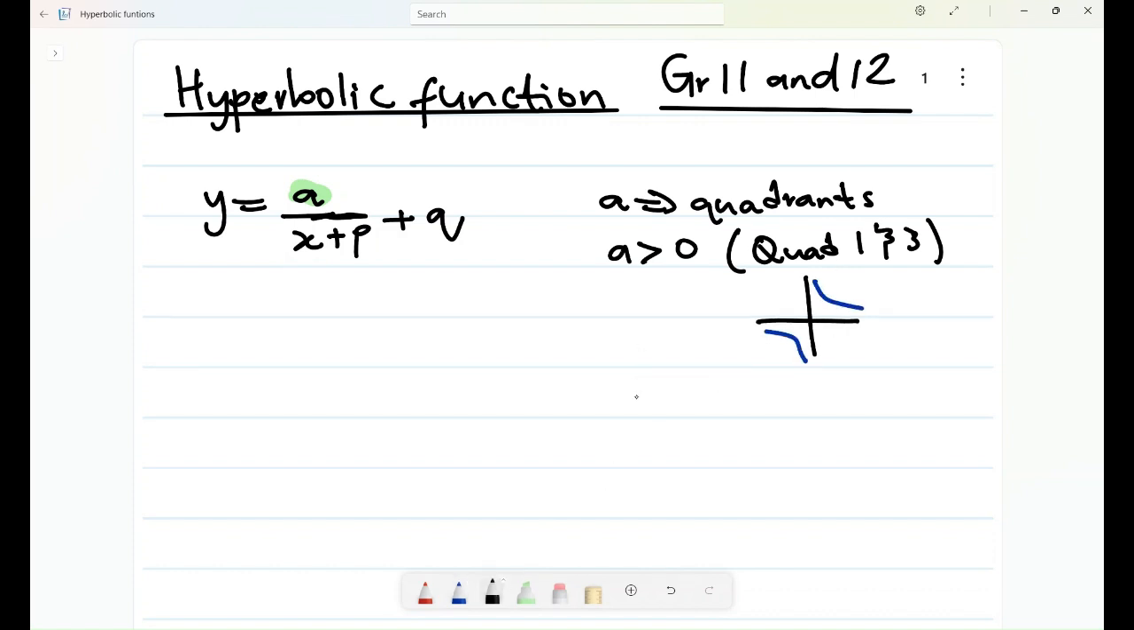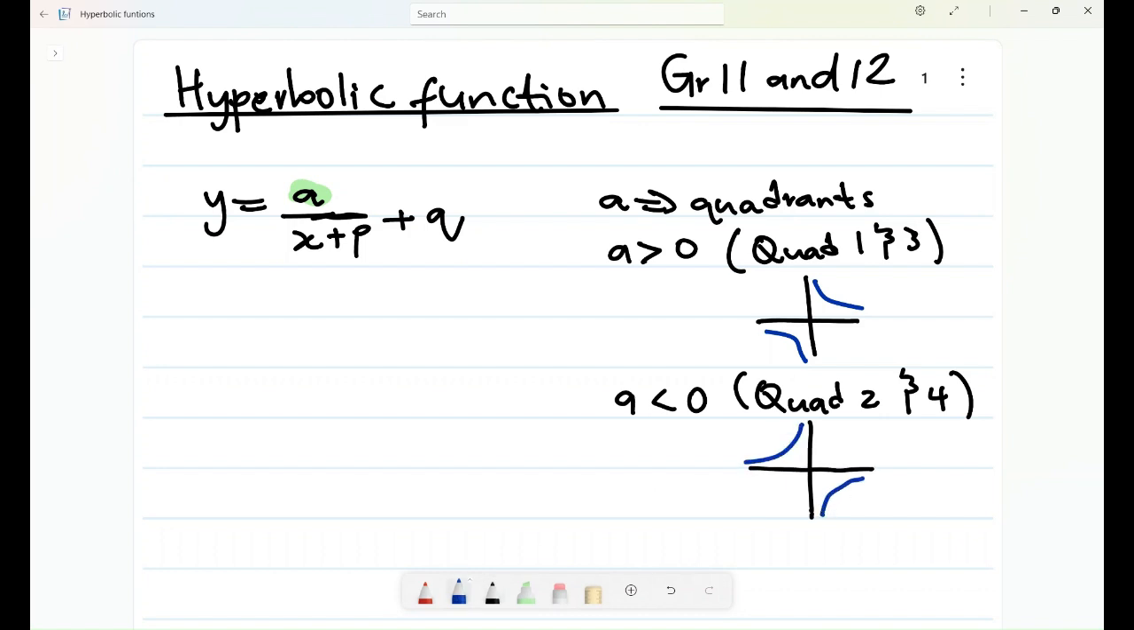Now, if the value of A is less than 0, then it's going to be on quadrant 2 and 4. How? Like this. Quadrant 2 and quadrant 4.